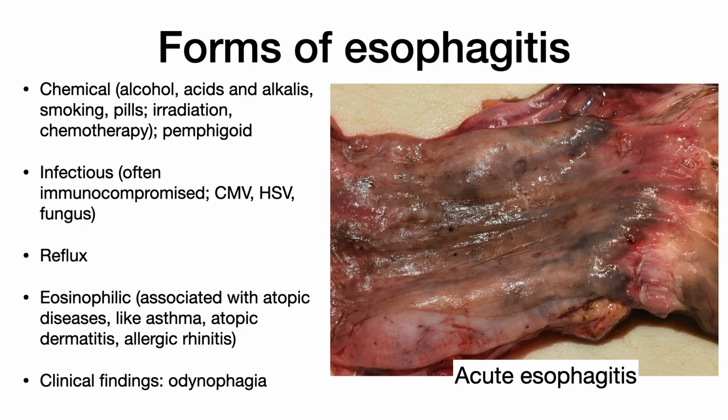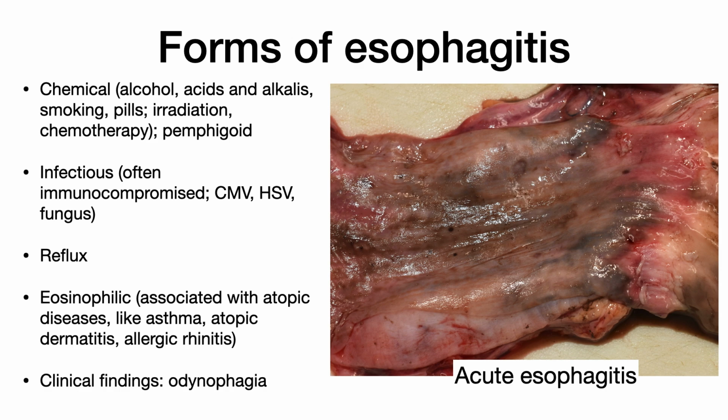So we're going to talk about esophagitis. Esophagitis, obviously, is inflammation of the esophagus. There's a variety of etiologies that can cause it. Any type of exposure: chemicals, alcohol, acids, alkalis, smoking, pills, and also radiation and chemotherapy. Some skin lesions can actually affect the esophagus, pemphigoid being one of them. You can get infectious forms of esophagitis. Commonly, these are seen in immunocompromised patients, so CMV, HSV, and fungus as well.